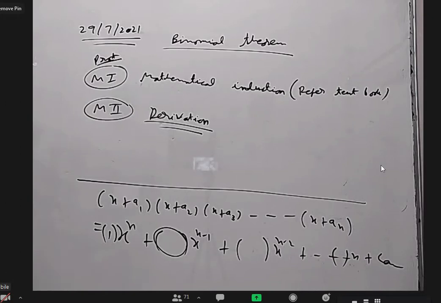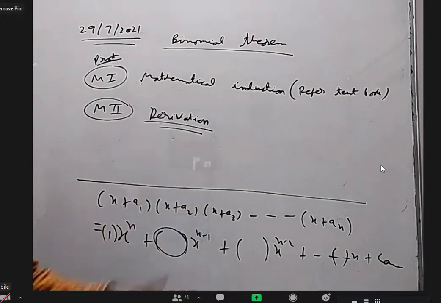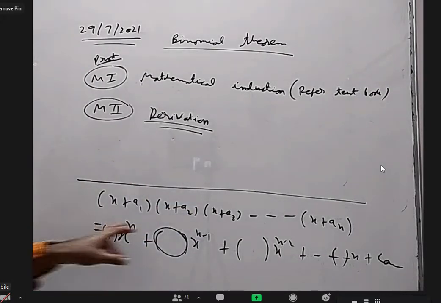Is it A1 plus A2 plus so on till AN? Yes, correct. I just took (a+1)(a+2) and from that I guessed it. Okay, no problem. You multiply these two, multiply three things, and you will get some idea. But purposely I gave n.